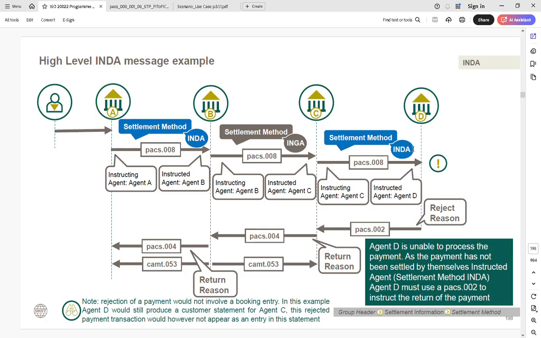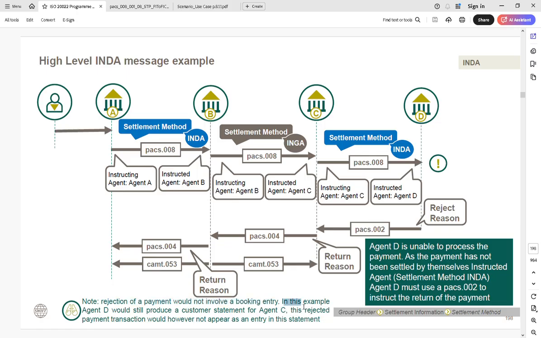So in this case, a typical scenario is a rejection. That's why the payment is sent back with the reject reason. That's why the settlement is done by the INDA here and not the INGA, the receiver agent here, the receiver bank. So agent D is unable to process the payment as the payment has not been settled by themselves. Instructed agent, settlement method INDA, must be used with PACS002 to instruct the return of the payment. So this is returning of the payment. Note, the rejection of the payment would not involve a booking entry.